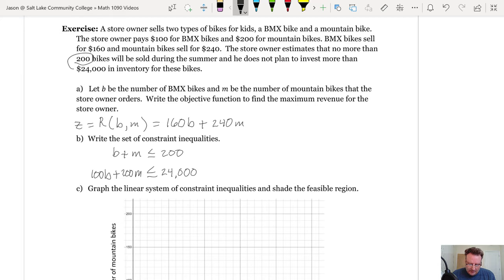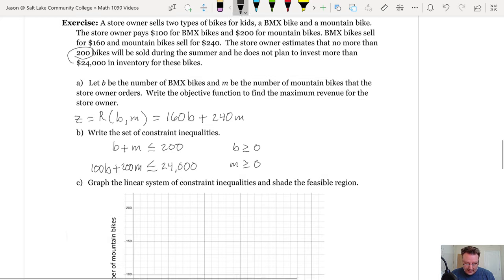Okay, so those are the two constraints that we glean from the problem description, but of course, there's actually two implied constraints. The number of BMX bikes has to be greater than or equal to zero. You can't have a negative number of bikes. And the number of mountain bikes has to be greater than or equal to zero as well. So we have four constraints. Now our job is to graph these four constraints and determine the feasible region, the set of possible solutions. So let's do that next here.